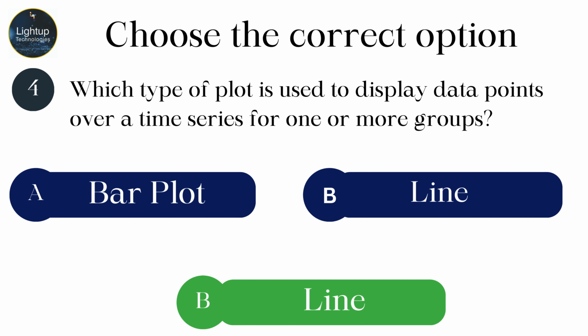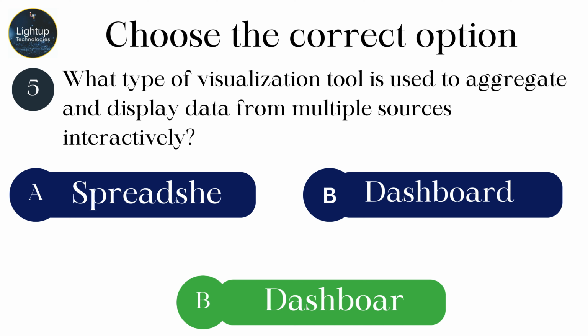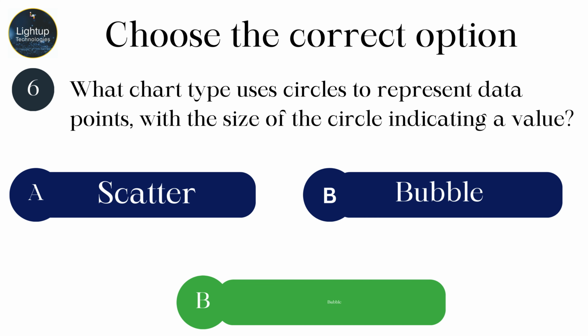Which type of plot is used to display data points over a time series for one or more groups? What type of visualization tool is used to aggregate and display data from multiple sources interactively? What chart type uses circles to represent data points, with the size of the circle indicating a value?